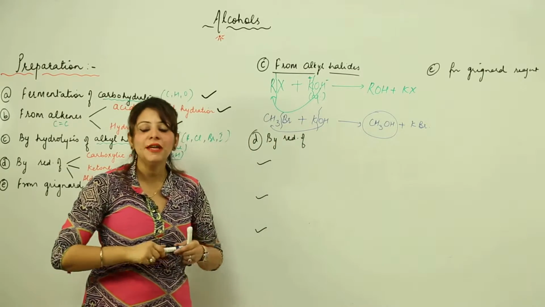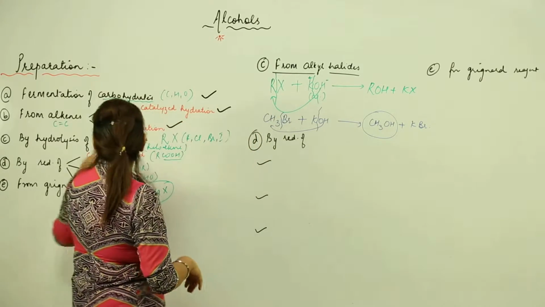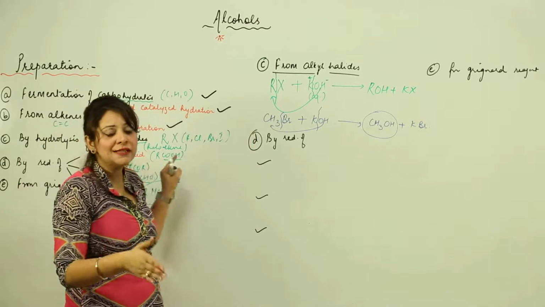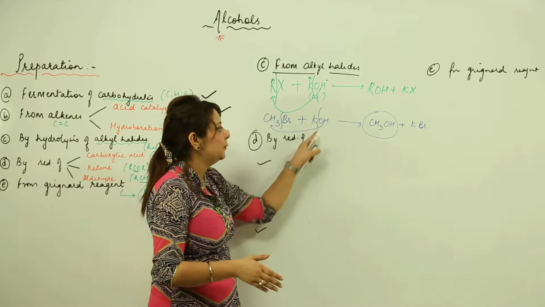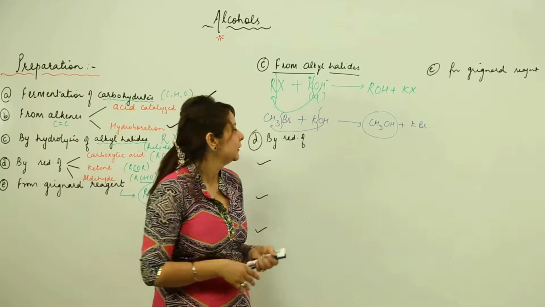So that means we can prepare it from alkyl halide just by the hydrolysis. Hydrolysis means the breakdown, and how are we breaking it? We are breaking it by adding the caustic potash, that is the potassium hydroxide, right.